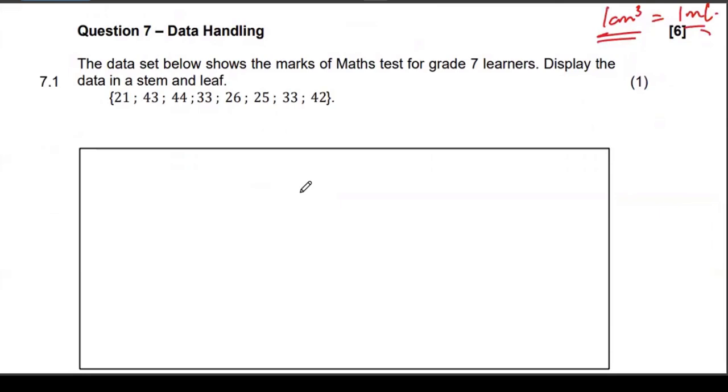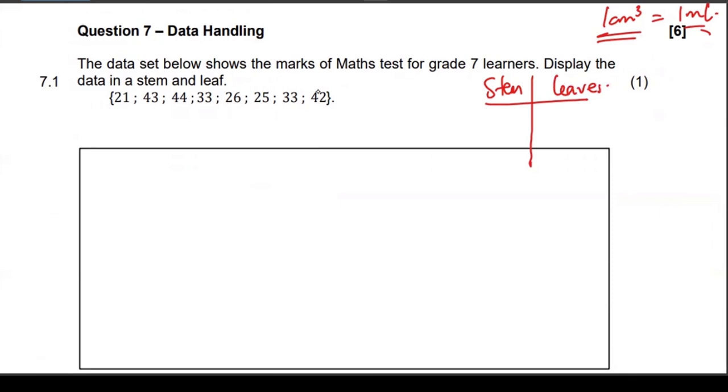All right, question number 7 that talks about data handling. The data below shows the marks for the math test for the grade 7 learners. Display the data in a stem and leaf. So a stem and leaf is basically a diagram or a representation where we have a stem there, and these are the leaves or the leaf.